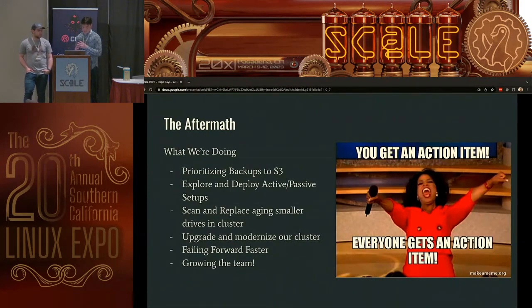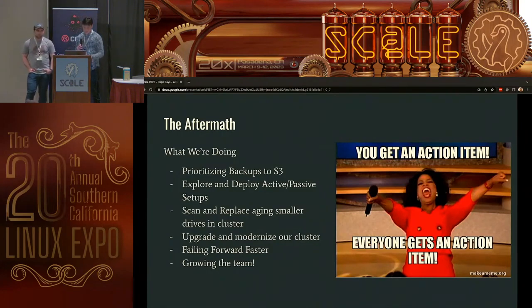Scan and replace aging smaller drives in the cluster. It's been around for several years. Some of these are 8 terabyte, 5,400 RPMs that have stood a lot of reads and writes. Some of the newer ones are 18 terabyte, 7,200 RPMs, right? So we could get a little bit more density, but better performance as well, and of course, increase some capacity.